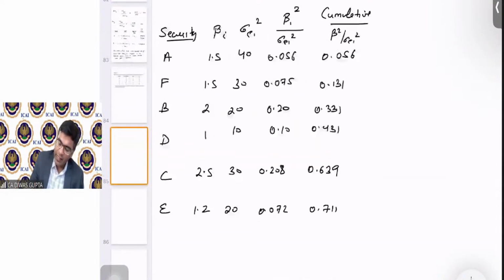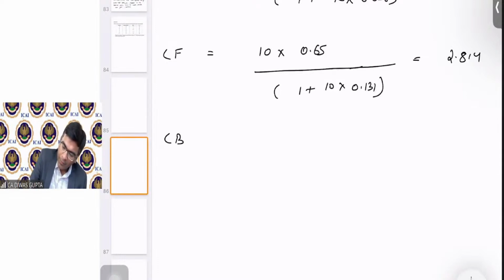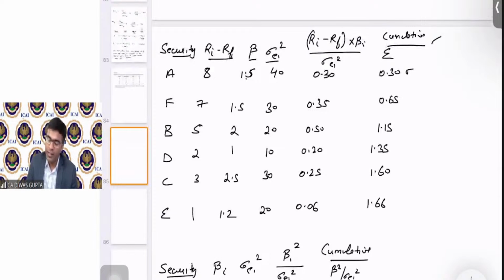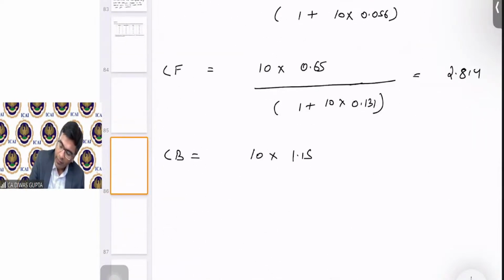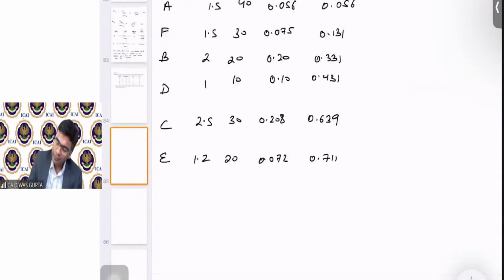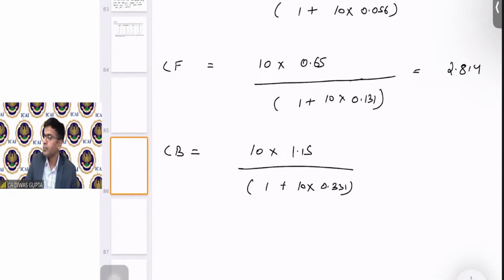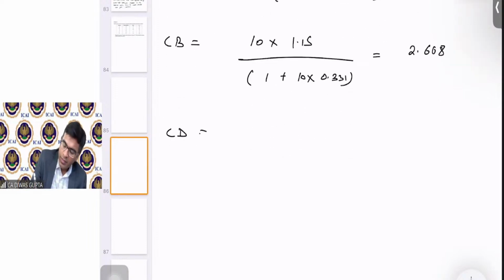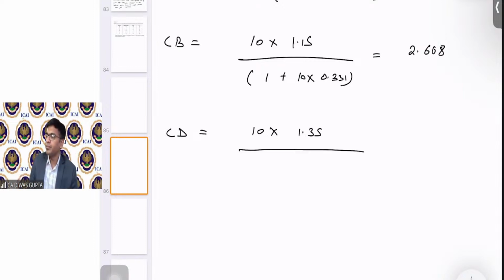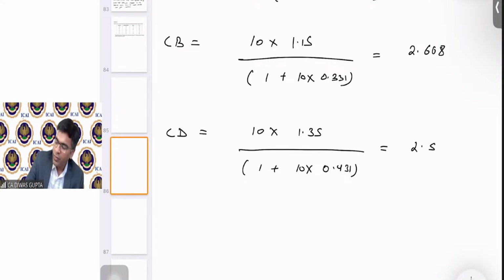Then for the next security after A and F, the next security is B. For B, the cumulative value from the first table in front of B is 1.15, divided by 1 plus 10 into the value from the second table in front of B, 0.331, which gives 2.668. Then for D, 10 into 1.35 divided by 1 plus 10 into 0.431 gives 2.542.